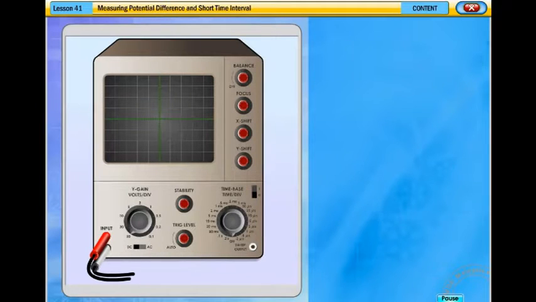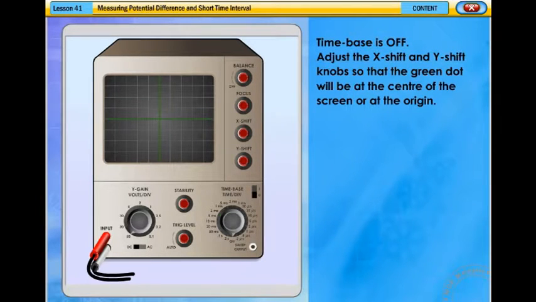Click on the switch to switch on the CRO. Notice that the time base is off. Adjust the X shift and Y shift knobs so that the green dot will be at the center of the screen or at the origin.